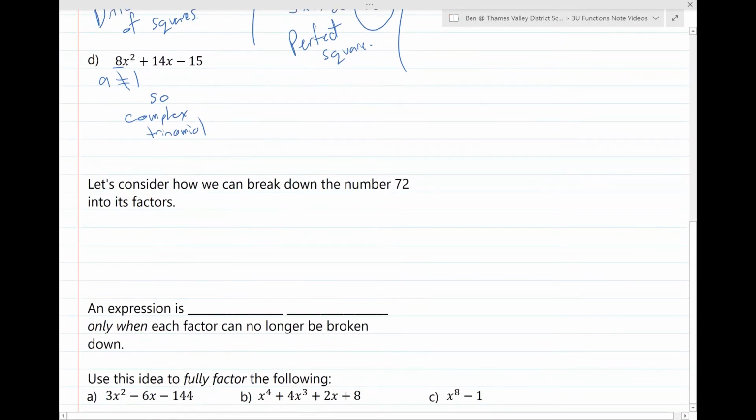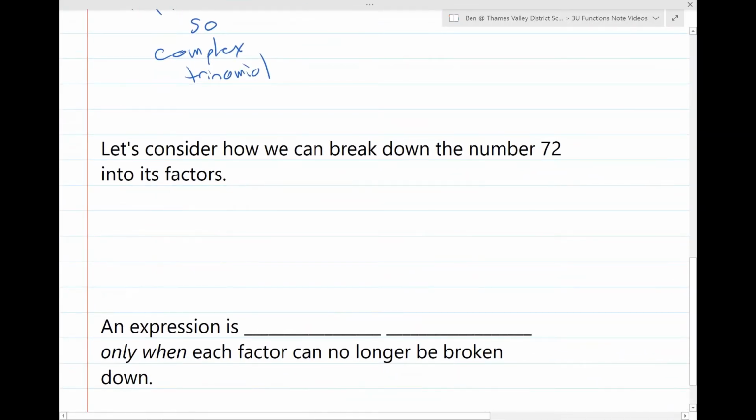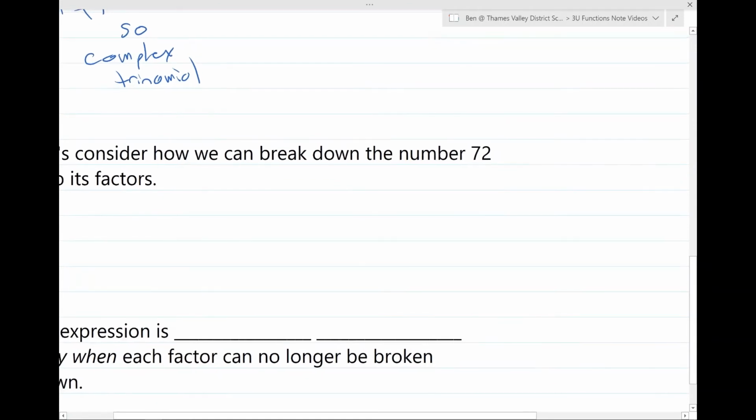Now, moving forward a little bit, let's consider the number 72. And I chose this strategically. We just want to try and break it down into its factors, and we want to break it down as much, as deeply into its factors as we can. So if we start off with 72, we can think of just a few factors of 72. And I can show this in a couple of different ways here.